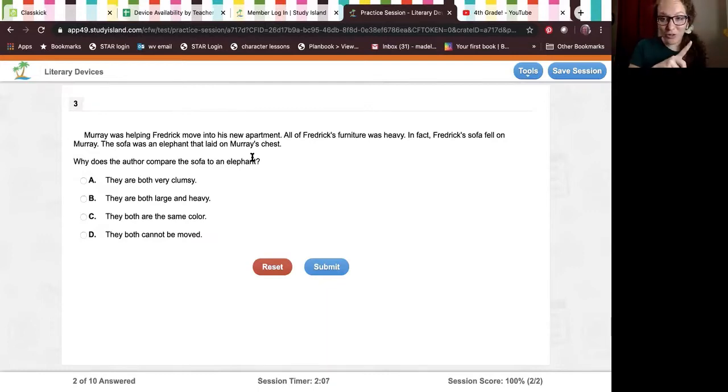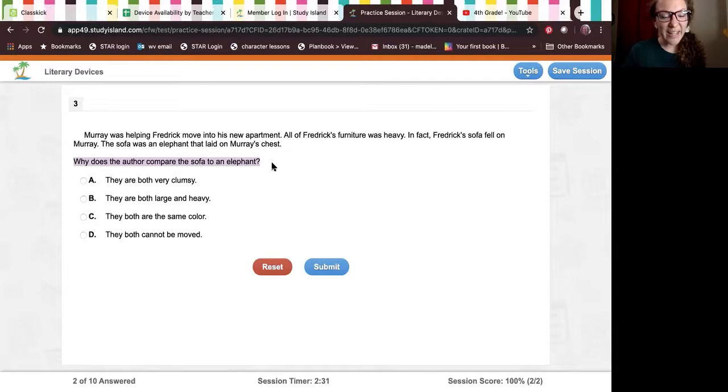I'm comparing the sofa to an elephant. So I'm comparing two things, but I did not use like or as. What is that? A metaphor. So let's dig deeper. Why does the author compare the sofa to an elephant? They are both very clumsy, they are both large and heavy, they are both the same color, or they both cannot be moved. I see a trickster.